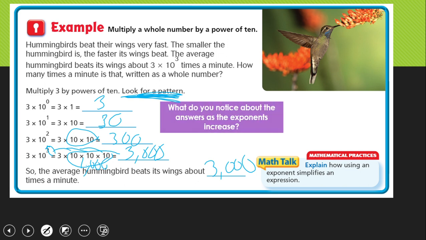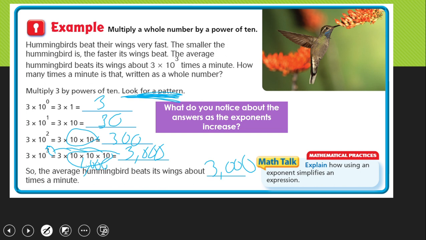What do you notice about the answer as the exponent increases? So as the exponent goes from 0 to 3, what do you notice about the answer or the product? Go ahead and think about it for a second. Good. You should be noticing that as the exponent increases, the number of zeros in the product also increases, right? And we should be also noticing a pattern. Start looking for that pattern that I talked about.